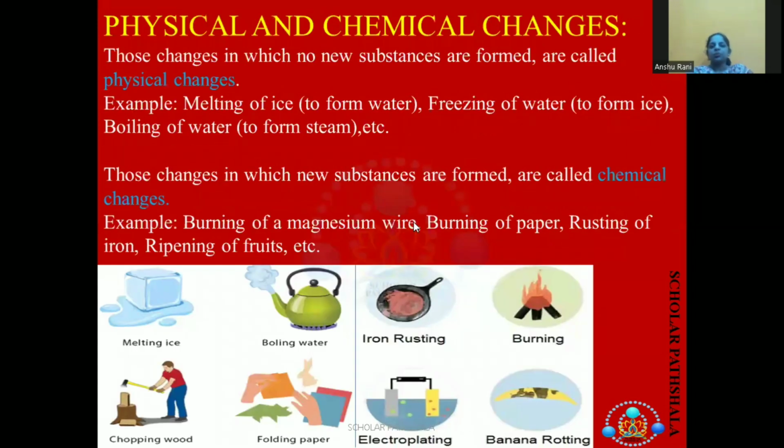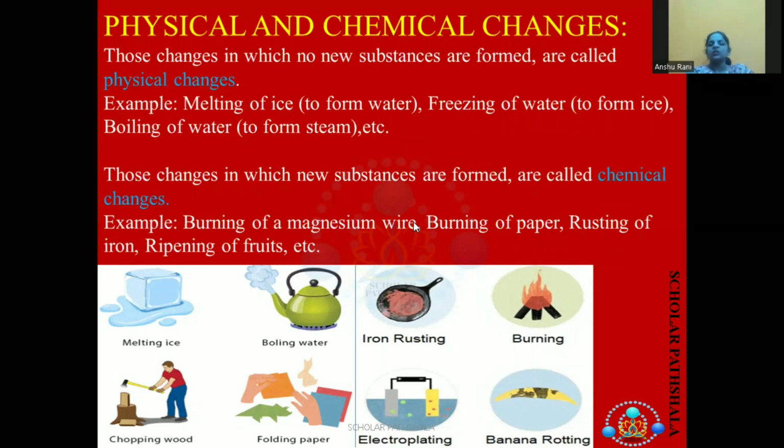Then we have the last topic, physical and chemical changes. Physical change means a change in which no new substance is formed. Only the state of the substance is changing, like water is changing to ice, ice is changing to water. Water is changing to steam, steam is changing back to water. These are the changes in which no new substance is formed. Only the form of water is changing. That is called physical change.